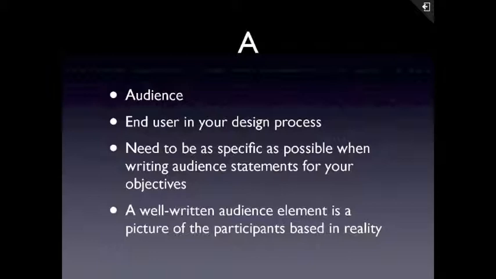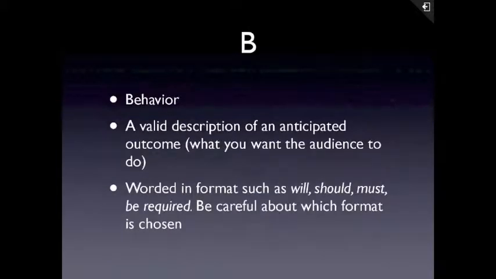You need to be as specific as possible when you are writing audience statements for your objectives. Now you can say, they should. It's the students will, not they will. Who's there? So be specific. A well-written audience element helps give a picture of the participants based in reality. Again, if we say they, it's hard to picture they. You could be they. A whole other group could be they. But say the students, it's a particular group. You can visualize those.